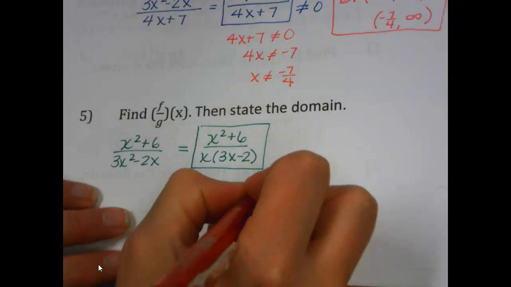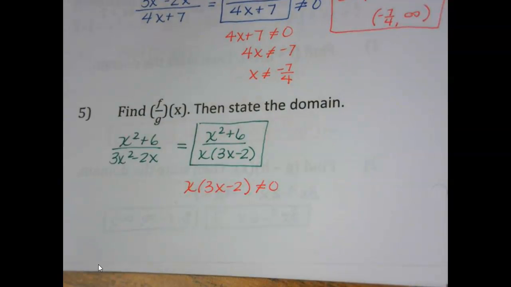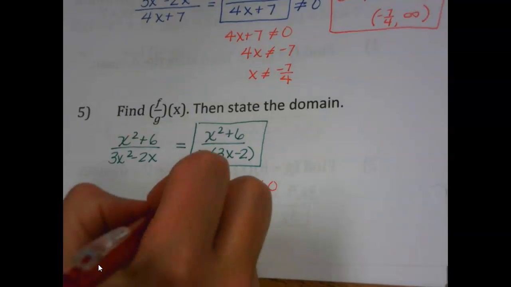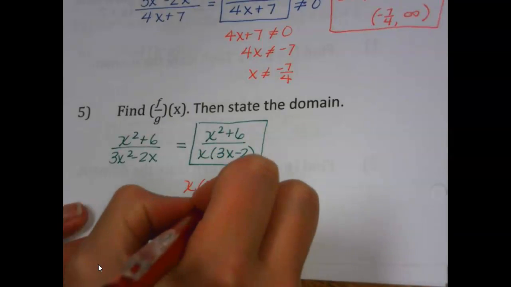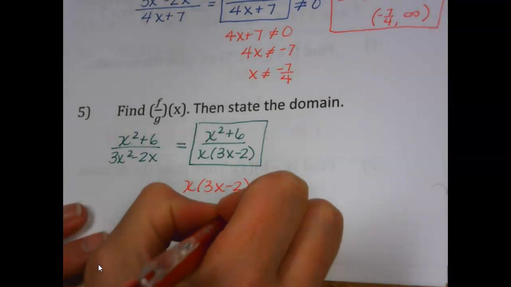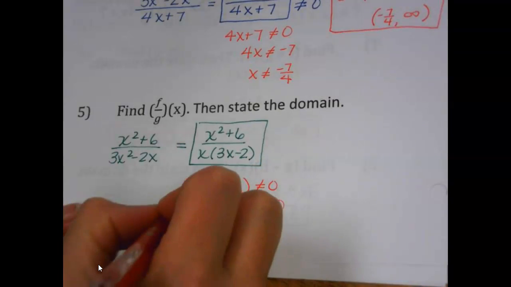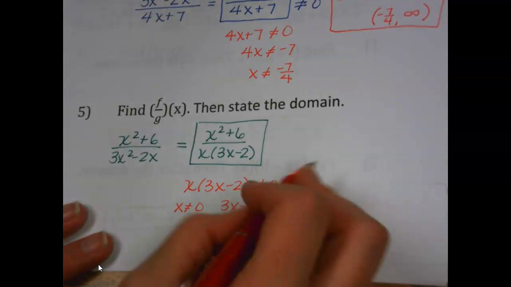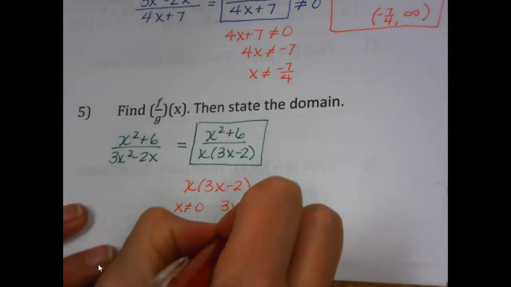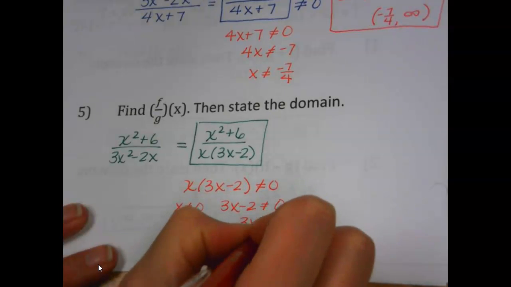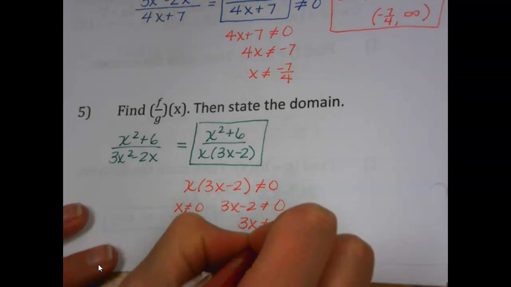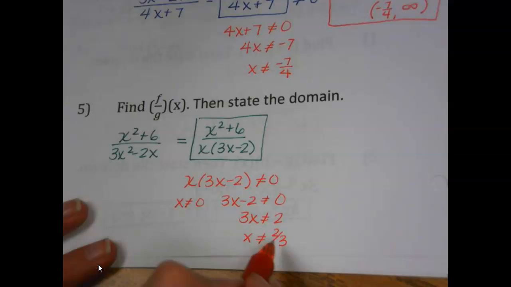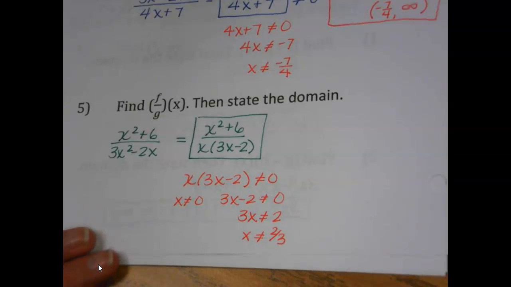So this denominator cannot equal 0. Well, this is already factored for us, which is nice because that means we can set each factor equal to 0 or not equal to. So this tells us x can't equal 0. And if we solve this, we also find out that x cannot equal 2/3. So there's two numbers that x can't equal.